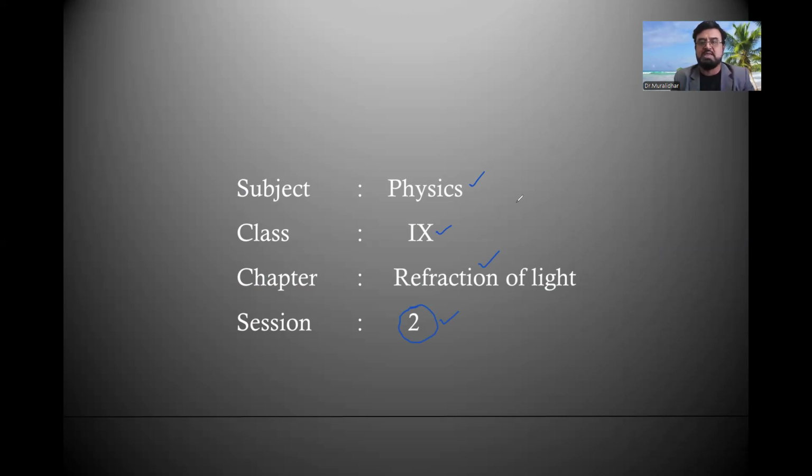We completed one session where we discussed what is refraction, why is refraction, how is refraction, and lastly, three possible cases for refraction of light. So in the last class, we learned about these 4 points.